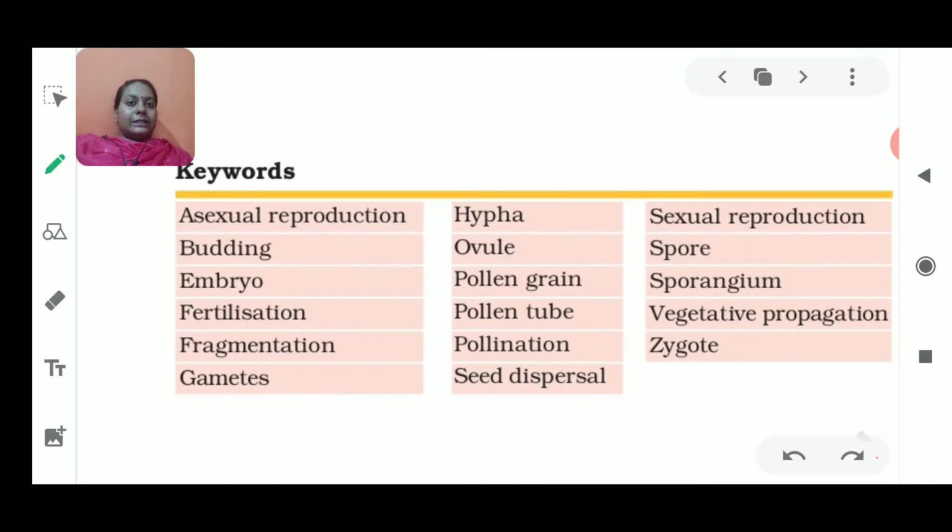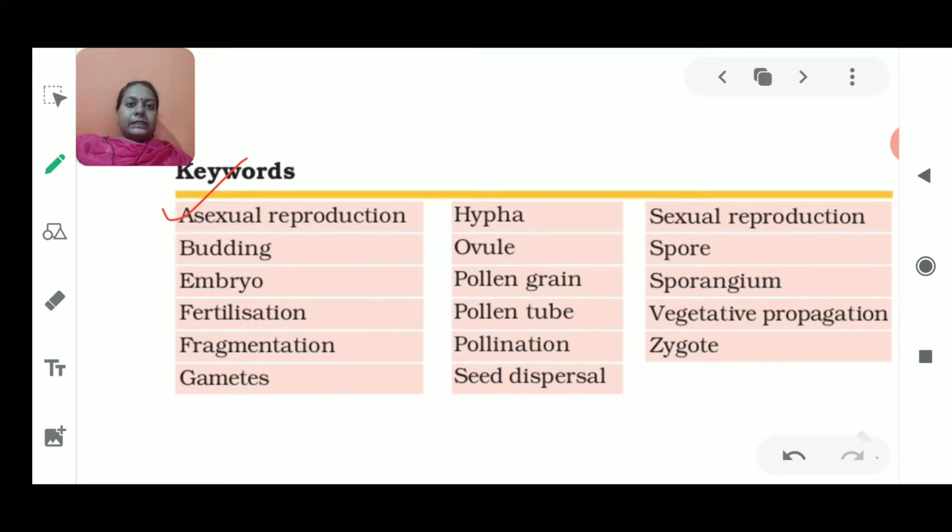Now, the text part of your chapter was over yesterday itself. Today I am going to discuss a few points which are given at the end of your chapter. The first point among those is the keywords. These keywords are given at the end of your NCERT book, and I have taken this part from the NCERT book itself. These keywords are going to help you in recalling the things which we have studied, and also they are going to help in the question answer part.